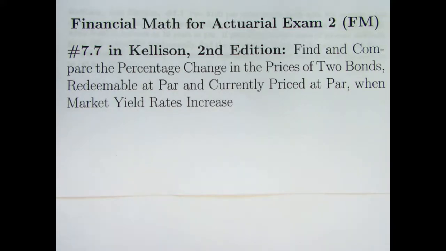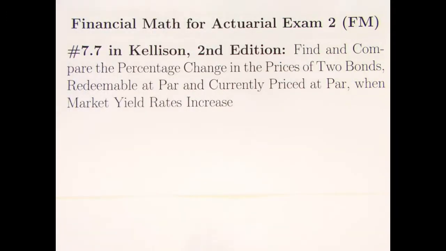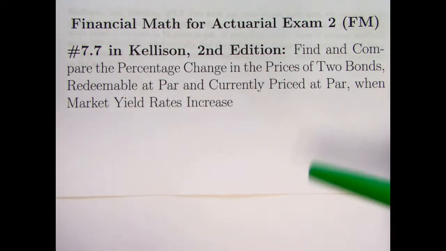Hi, in this video we're going to do problem 7.7 in Kellison's book, Second Edition of the Theory of Interest, which looks like this. We're going to be finding and comparing the percentage change in the prices of two bonds.